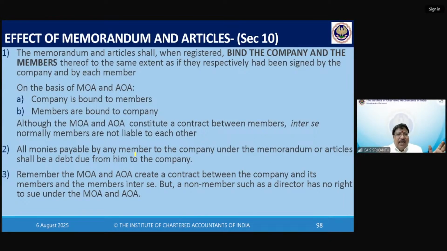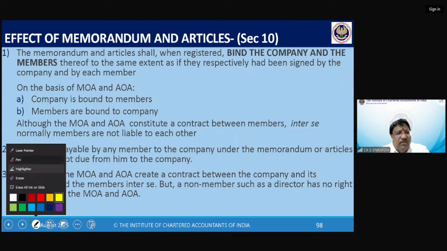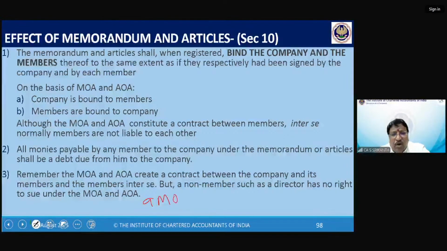The memorandum and articles, once signed and registered, become a binding contract between the members and the company, and the members inter se. Inter se means with each other, amongst themselves. So there is one binding contract between the company and its members, and the members inter se. These are all unnecessarily confusing words. What to do? If you want to become knowledgeable, you have to learn words. Am I correct? Inter se means amongst themselves. That's what it means.